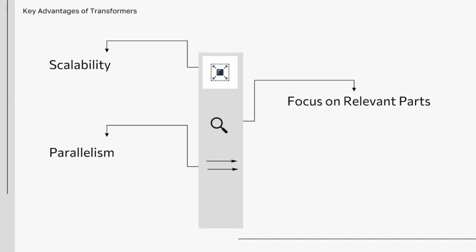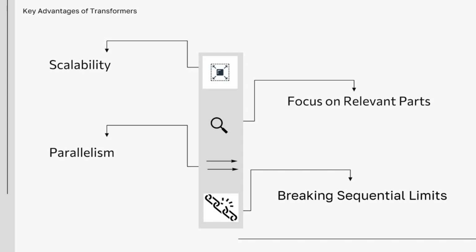Transformers introduce parallelism, which is a game changer for efficiency. Unlike RNNs, which process words one at a time in a sequence, transformers process every word in the input simultaneously. This parallel processing speeds up computation dramatically, making it feasible to train models on a massive data set in a fraction of the time. It's like having multiple workers each tackling a different part of a job all at once, rather than just one worker doing everything.